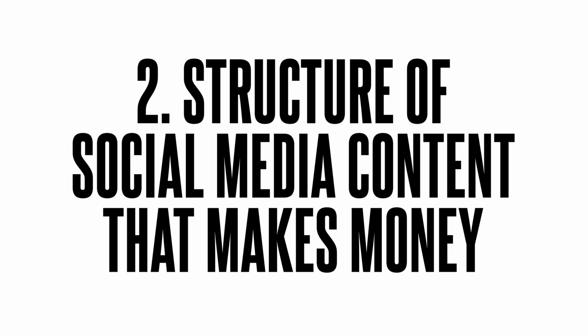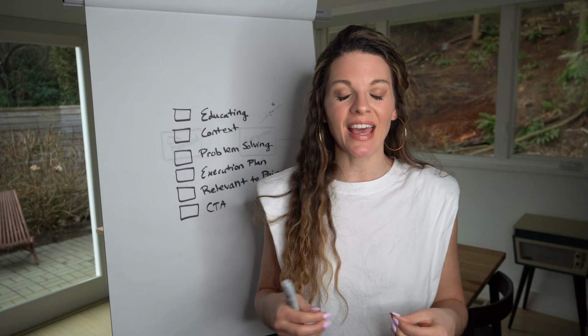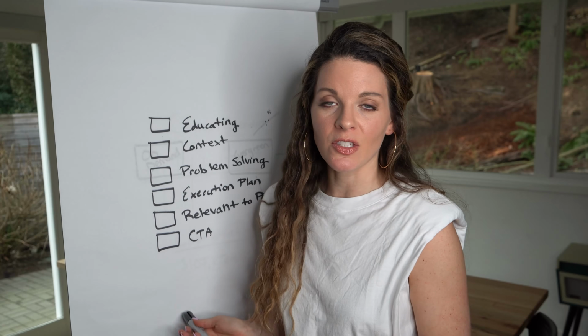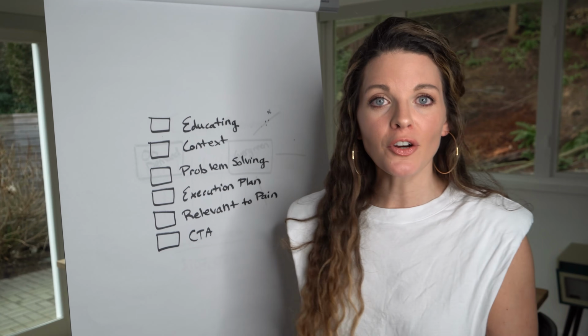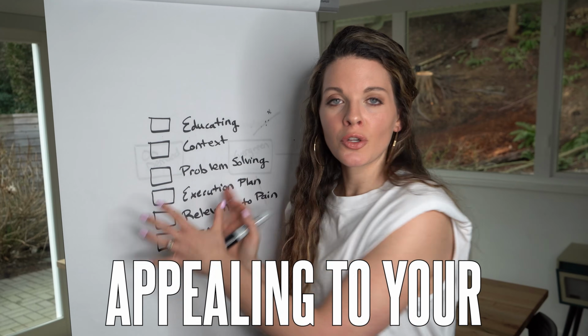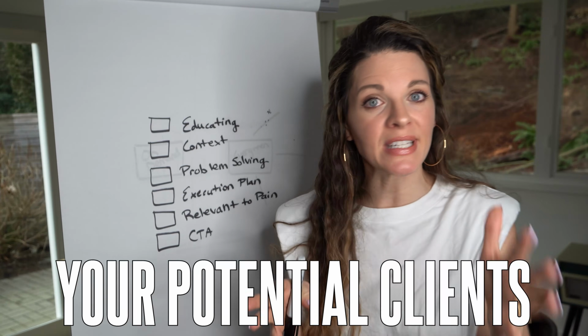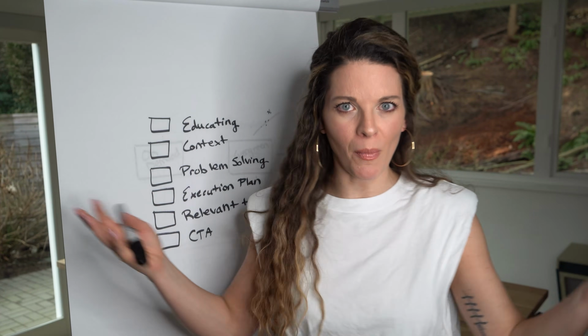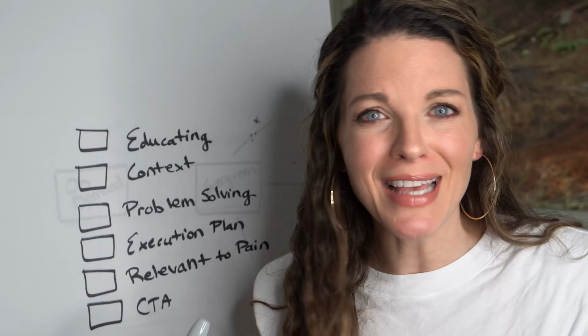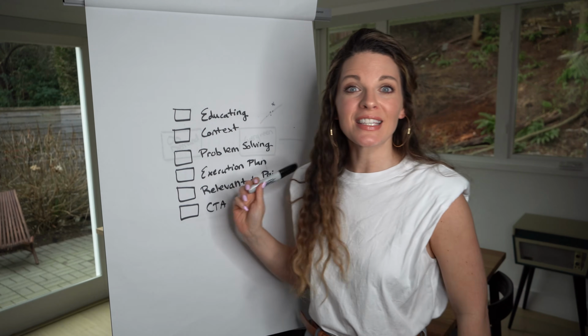Exciting, right? Now let's talk about the structure of content on social media that actually makes money for your business. And it all has to start with that clear intent. So we have this checklist that you can use when you're creating content to ensure that you are appealing to your ideal clients and your potential clients, so that when they see it, they go, oh my gosh, they're speaking to me. I need to enroll in their program. I need to buy whatever they're selling, whatever it may be. But they know this is directly for them.